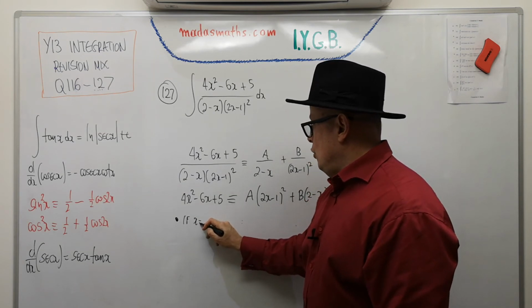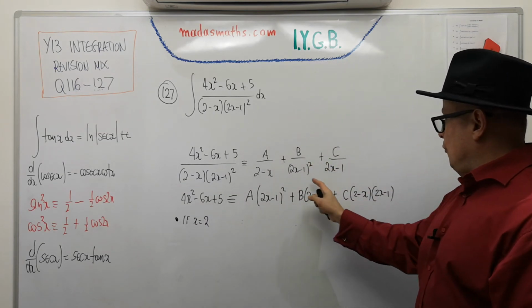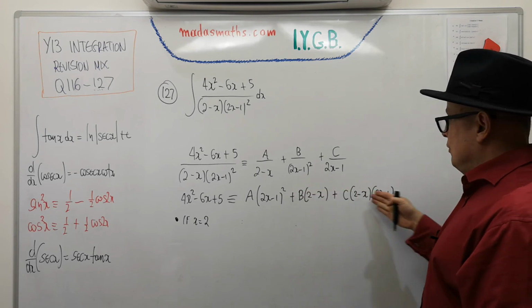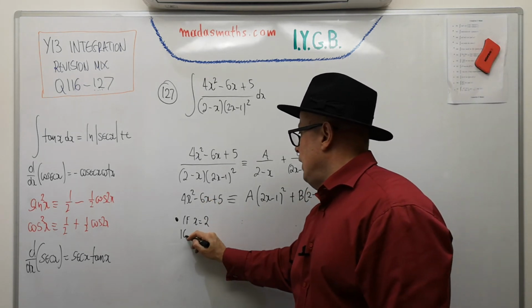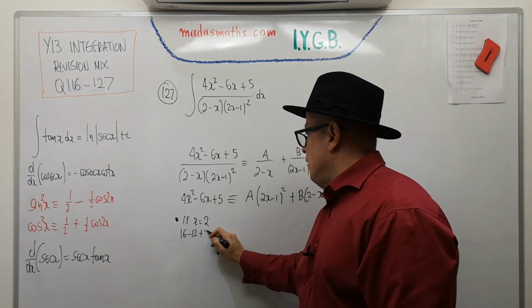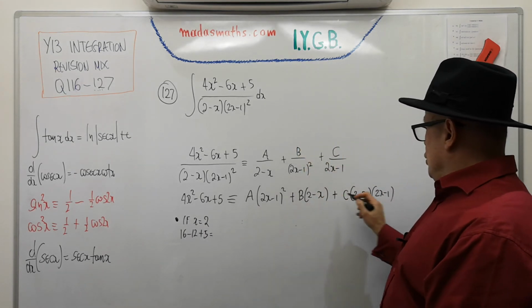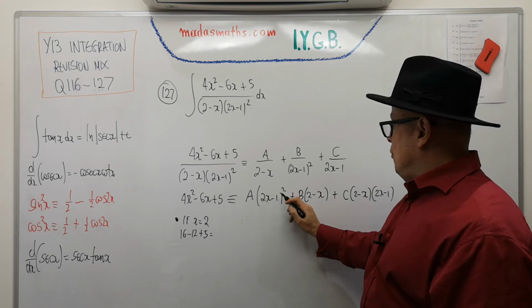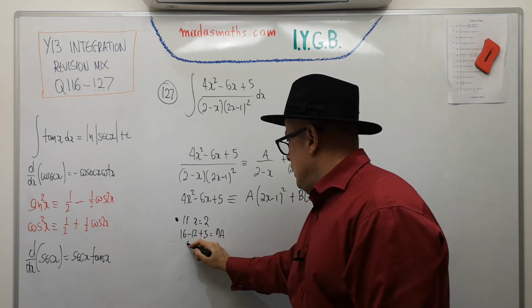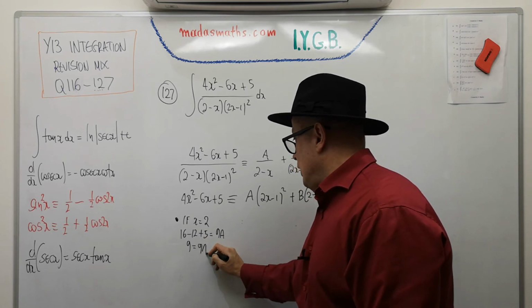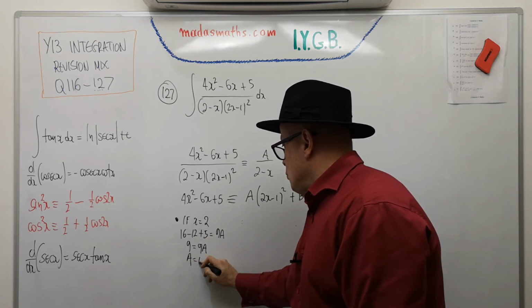If x is equal to 2, because this bracket and this bracket will kill all of this. So we go 4 times 4 is 16, so 16 minus 12 plus 5 is equal to, gone, 2 times 4 is 3 squared, 9a. So 9 is equal to 9a, and of course, use your calculator, yeah? a is equal to 1.